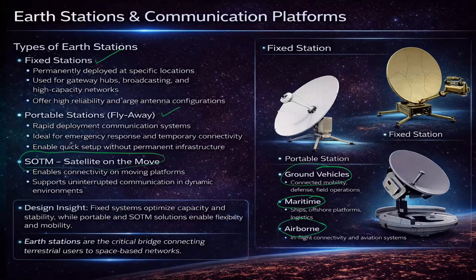Put simply, from a system perspective, the choice of Earth station depends on mobility, application, and performance requirements. Fixed stations focus on capacity and stability. Portable and SOTM, satellite on the move, focus on flexibility and mobility. In summary, Earth stations are essential for connecting users to satellite networks. An Earth station brings satellite communication to life by connecting space networks to real-world applications, right? So these are the different types of Earth stations.